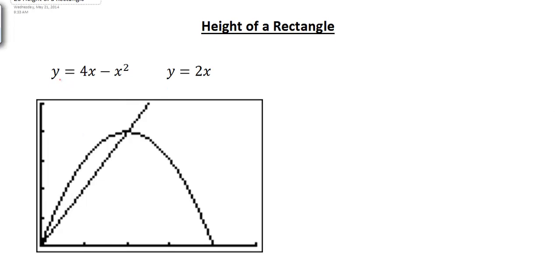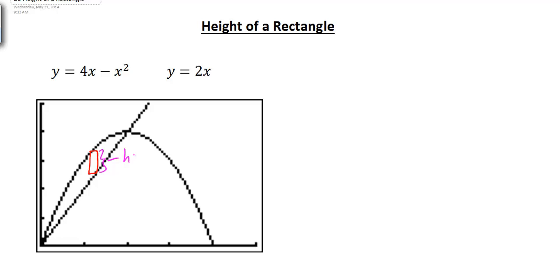Now, here we have two graphs. We have y equals 4x minus x squared, and that's a parabola that's opening down. And then we have y equals 2x, which is the straight line going at an angle upwards. And we want to find the height h of this rectangle.